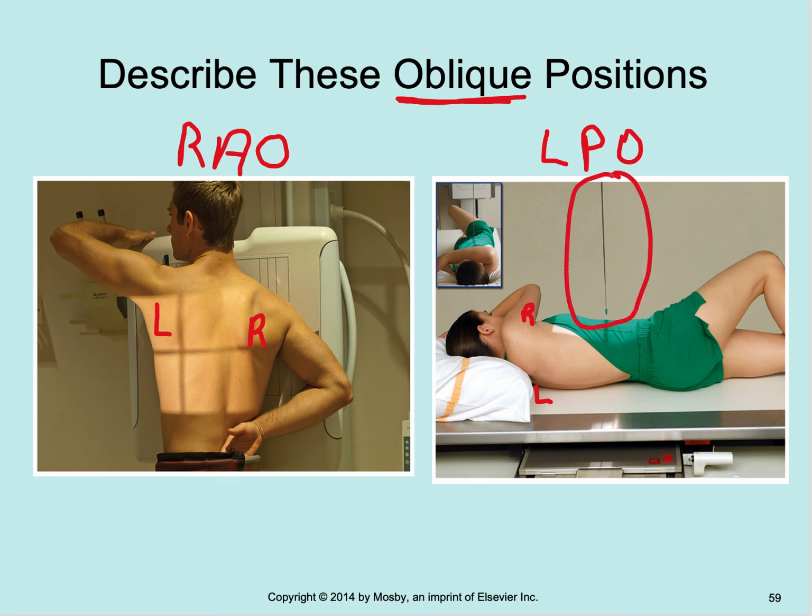If we look at this, this is the direction of the beam, right? The direction of the beam is coming down. The beam is entering the anterior portion of the patient, traveling through the patient, and exiting the posterior side of the patient. So this is an LPO position, right, with an AP projection. The projection is the path of the beam. The LPO is the position of the patient.